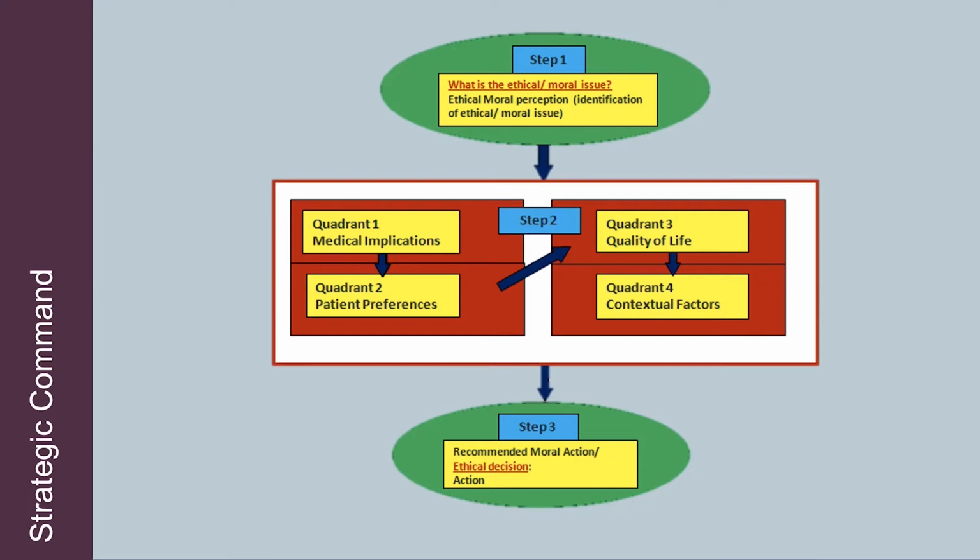Now, I know it says in quadrant 1 medical implications, but it should be indications. I think that's Professor Heather's dyslexia coming out. It's a typo, it's a diagram, and I can't change it, but it is medical indications, I promise you.